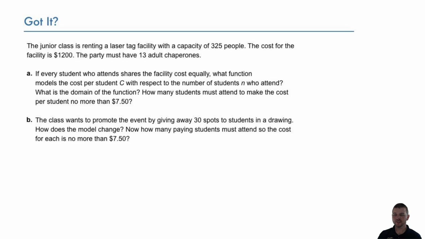Part B. The class wants to promote the evening by giving away 30 spots to students in a drawing. How does the model change? Now, how many paying students must attend so the cost for each is no more than $7.50?